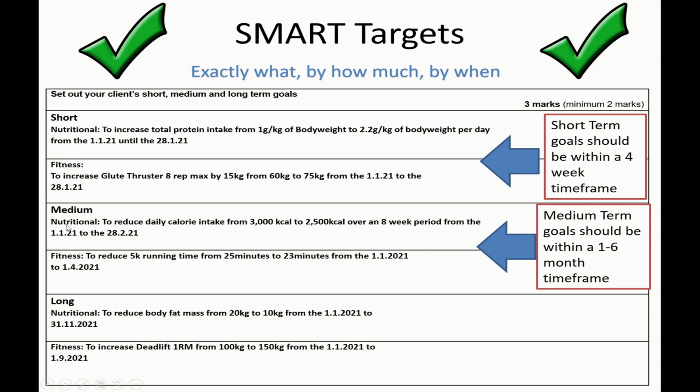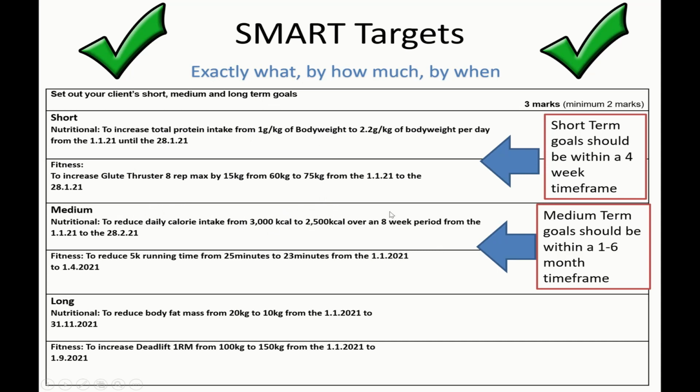So first off, if you look at the example that we've given for the nutritional goal, here we've said to reduce daily calorie intake from 3,000 calories to 2,500 calories. So once again, we've said exactly what we want to do, which is reducing daily calorie intake. And we've said even what it was before, which of course that information we would have gathered from the client interview, and then what we want to take it to. So again, just a reduction in 500 calories over an 8-week period, which is what we're going to do.